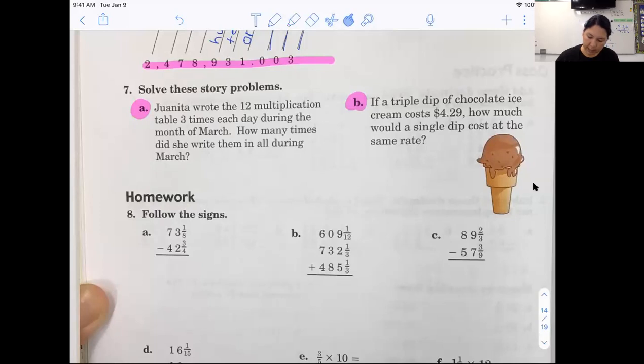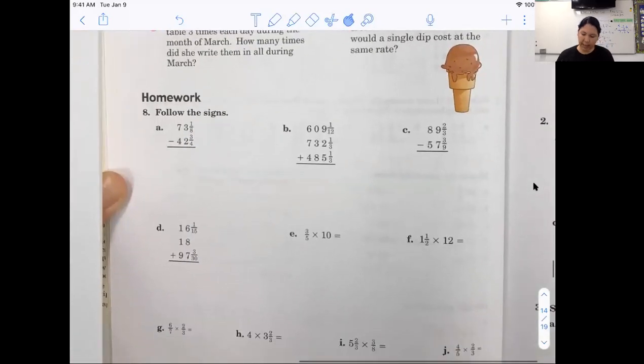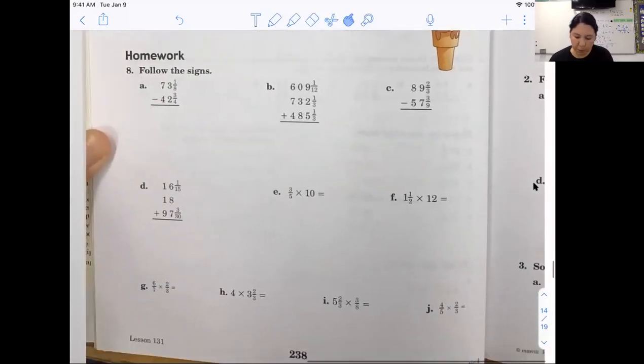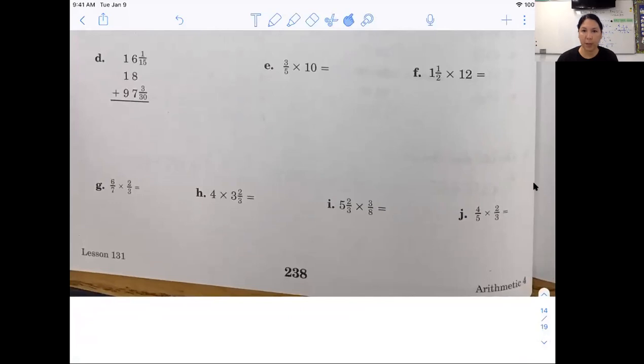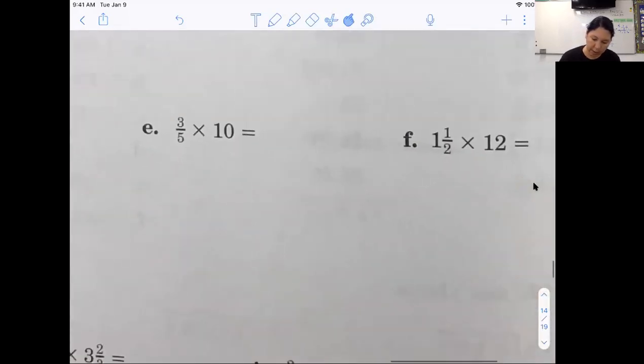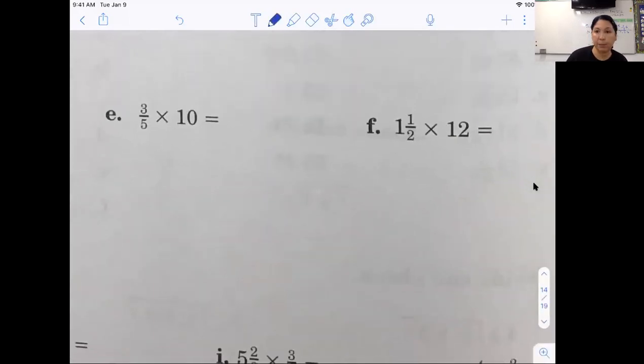Okay, all right, let's do a couple more fractions together. Let's do multiplying fractions today, since we did a lot of adding and subtracting yesterday. So let's start with these two, E and F. Okay, so 3/5 times 10. Well, 3/5 is a fraction, so I'm just going to bring that down. Times 10. Now 10 is not a fraction.